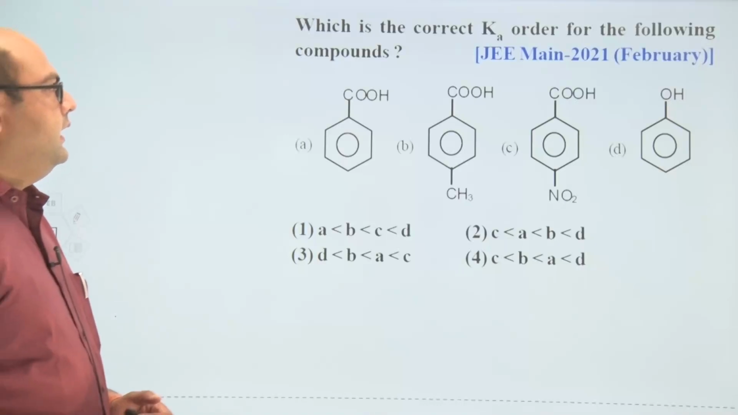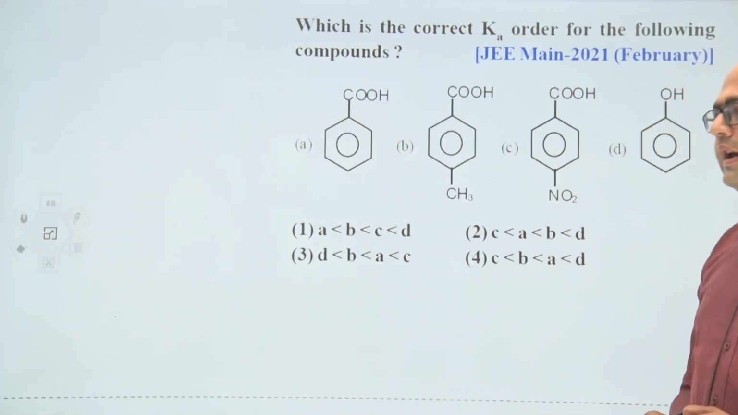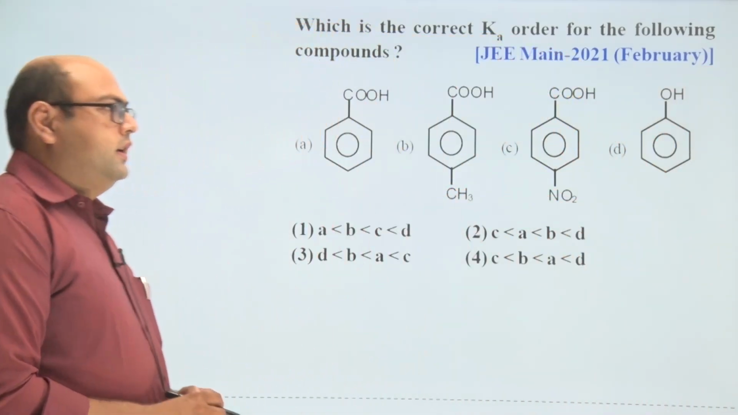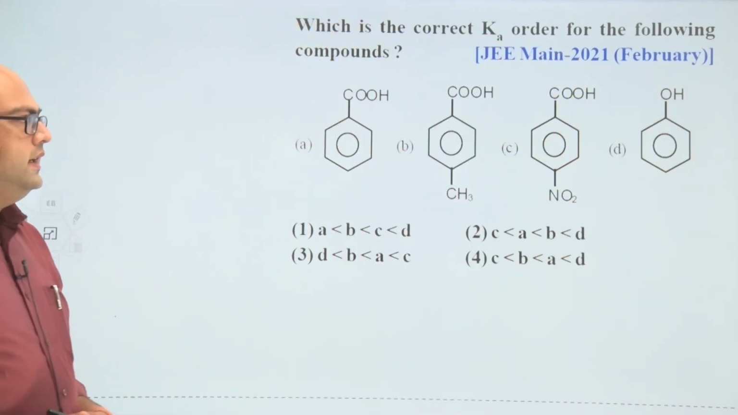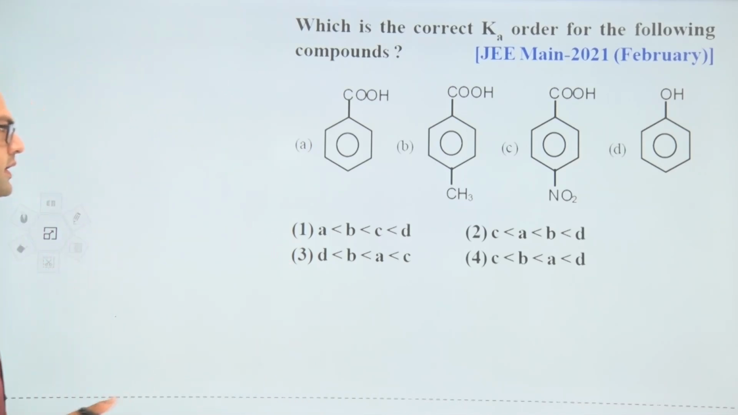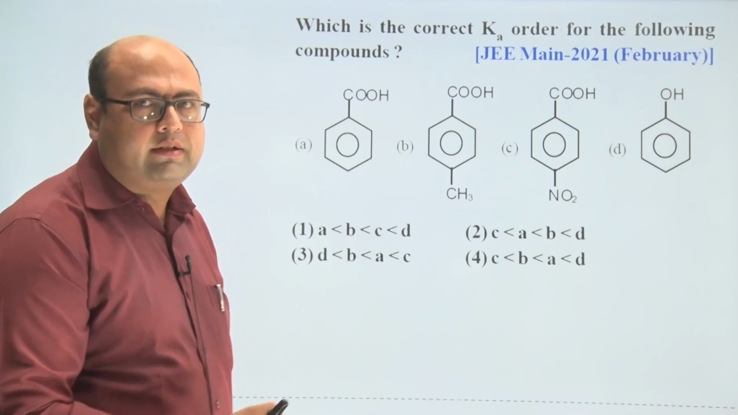What is the correct Ka order of the following compounds? It means indirectly they are asking about the acidic strength of the following compounds. Okay, acidic strength, how we will see. Before starting this, I will give you a small example. After this, you will easily be able to understand this question.